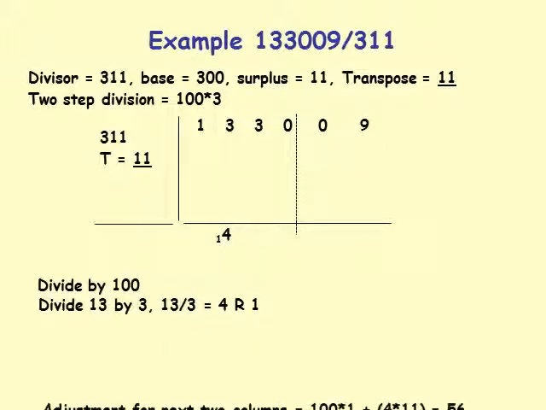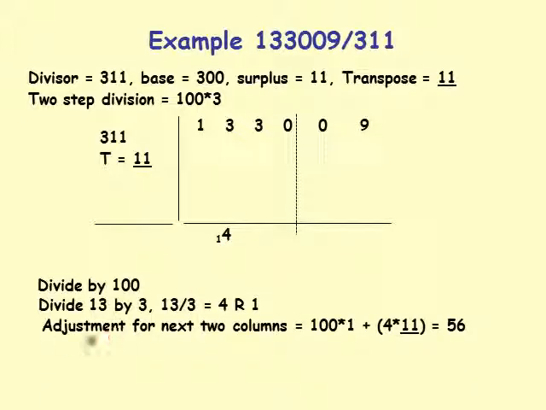Now the adjustments for the next two columns are 1 remainder times 100. 1 is the remainder, which is proportional. Proportionality is 100, from the first division. And this is the quotient 4. Adjustment due to quotient digit of 4 is 4 times negative 11. So that's giving 56, and that's for the next two columns. So we got 5 and a 6.